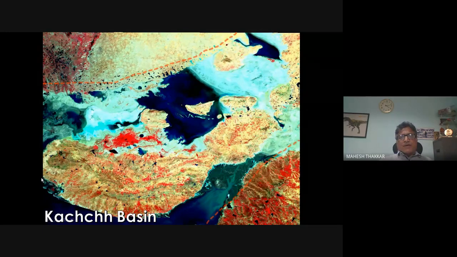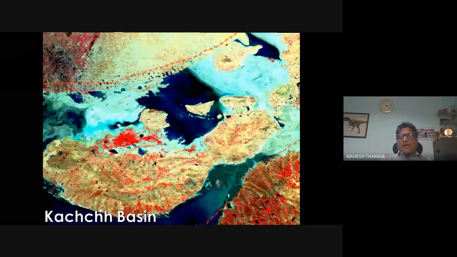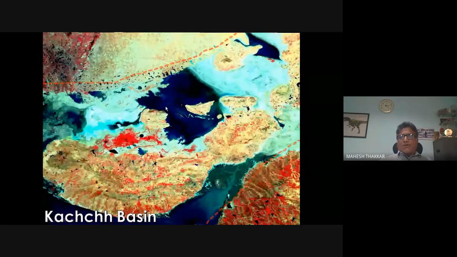There are three major uplifts: the Kutch mainland, the Wagad uplift, and the island belt uplift. Let us look at a very small basin, which is just 200 kilometers north-south and maybe 300 kilometers east-west. And the basin is mostly located on the east-west axis. So this is a major observation.